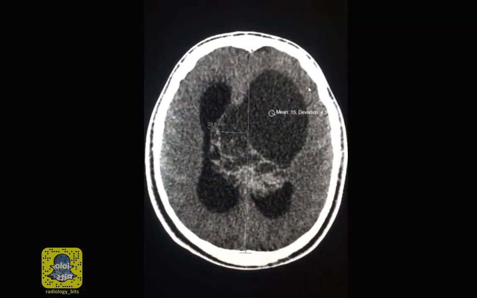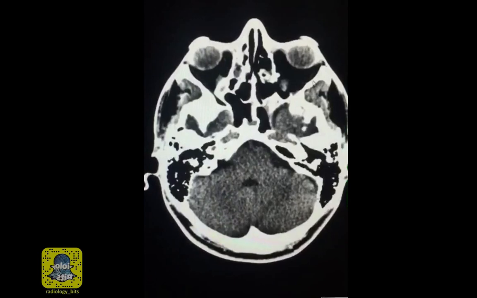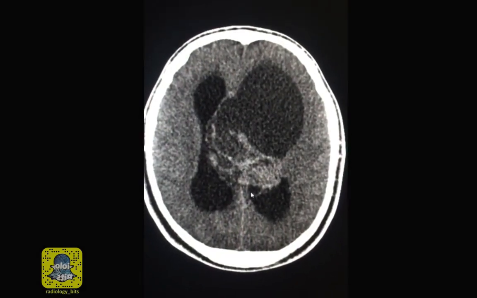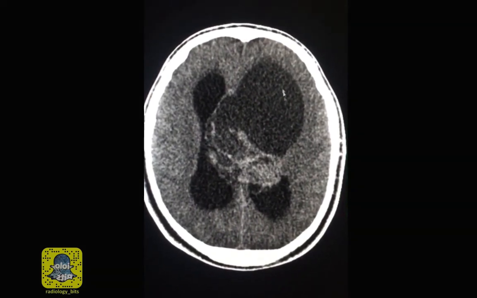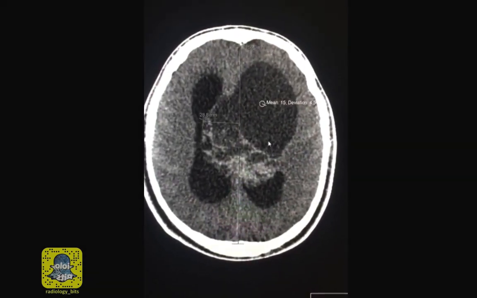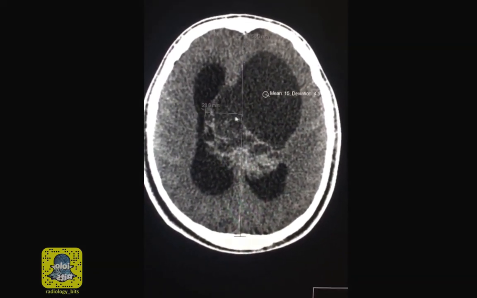This is a CT head without contrast on a 21-year-old male patient. The abnormality is obvious. There is a large and heterogeneous mass that is mainly left-sided but extends across the midline and leads to this midline shift.